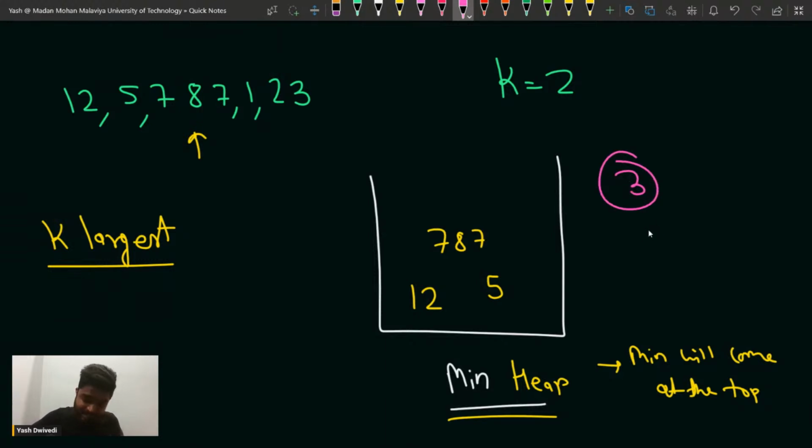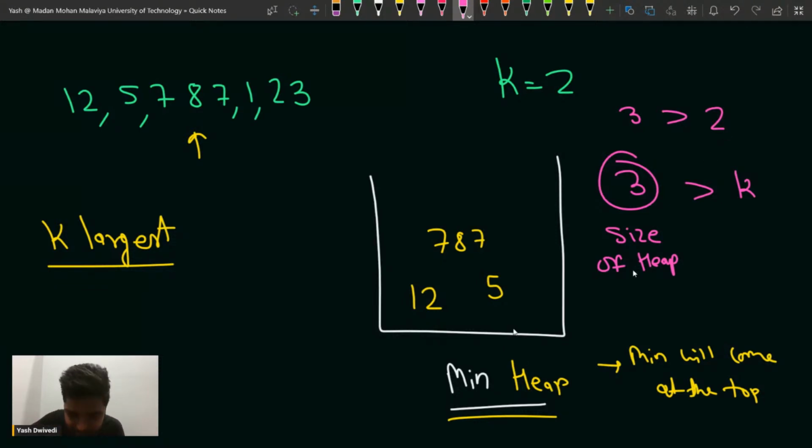Can I say this? Yes, the size of the heap becomes 3, which is greater than k. Okay, which is greater than 2, you can say 3 is greater than 2 here. So then I have to pop out, I have to remove the element. Okay, so which element should I remove?